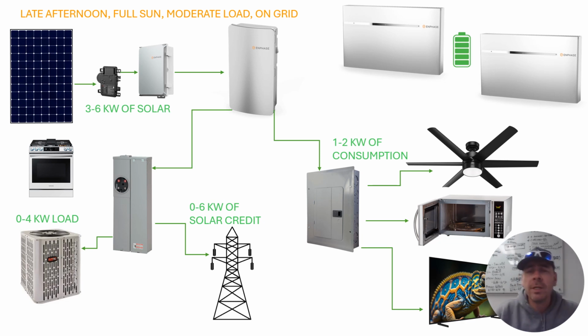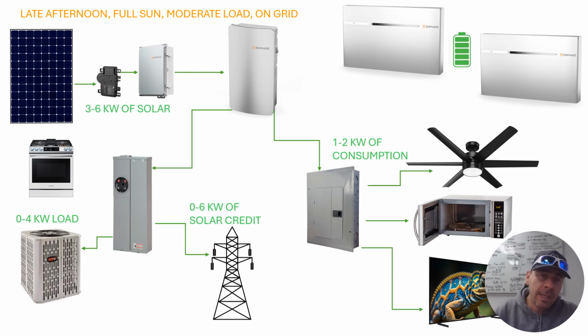So late afternoon, we're going to assume that the batteries are full. They've got enough charge throughout the morning and the afternoon. Now we're late afternoon, batteries are completely full. They're sitting there waiting. They have nothing to do because the solar is still producing quite a bit of power. Now we're at about 3 to 6 kilowatts of power from the solar. There's only 1 to 2 kilowatts of consumption on the backup loads, and the rest of the power is going to be fed back to the grid.